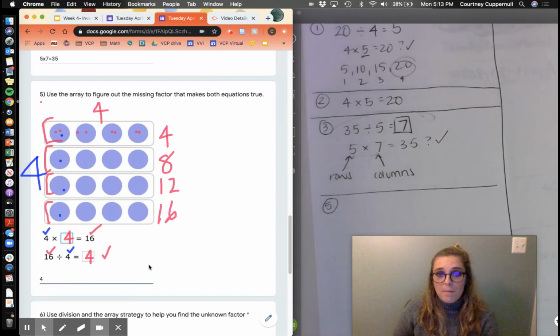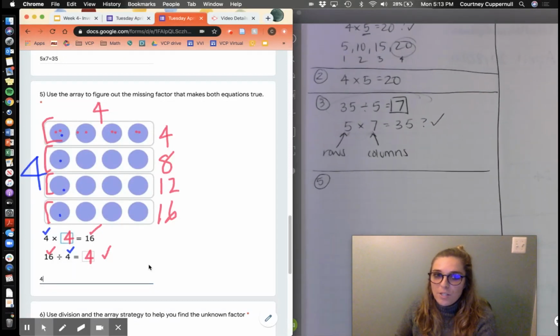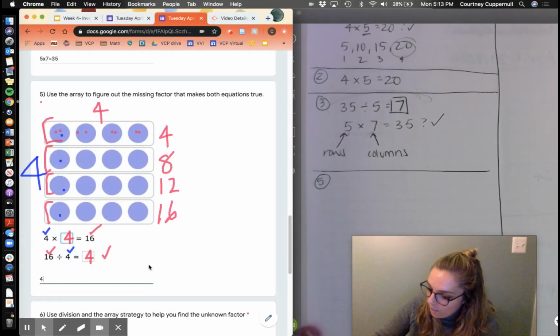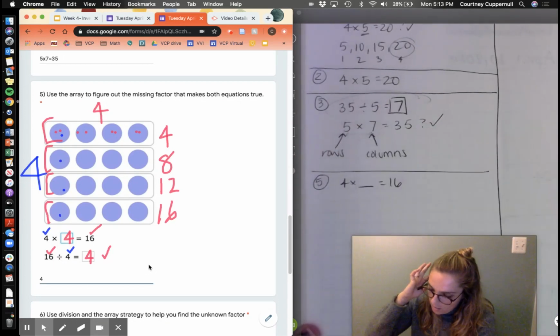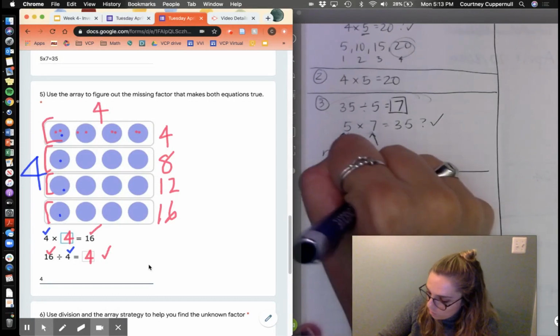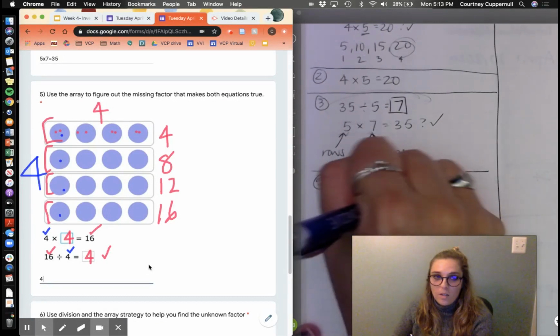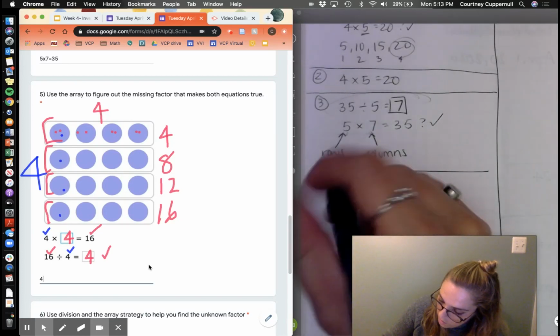What I would mark on my paper, since y'all can't obviously mark up the screen like I've been doing, is I would just say that I needed to find out 4 times some number equals 16. And I needed to find its opposite, that 16 divided by 4 equals some number. Then what you can say you did is you just counted by 4s.